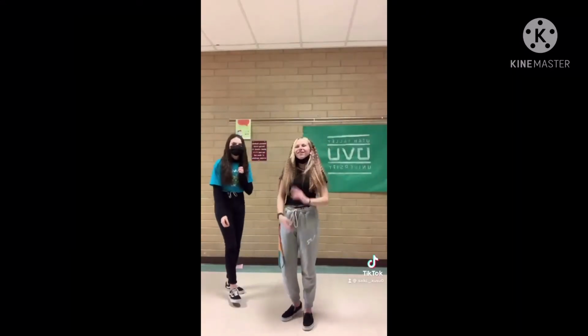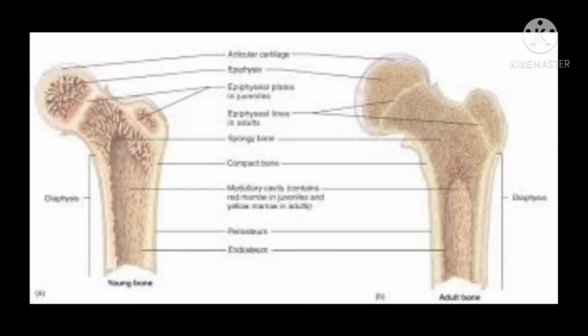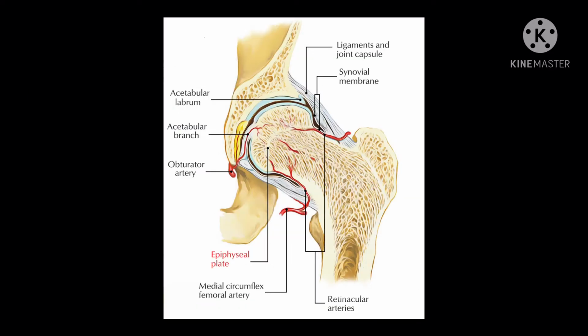This is the epiphyseal line. An epiphyseal line is an epiphyseal plate that has become ossified. The process of it forming from an epiphyseal plate is named epiphyseal closure.